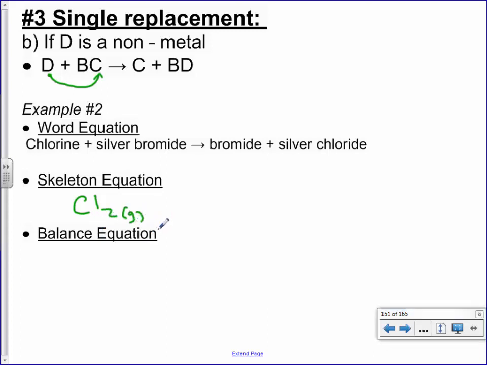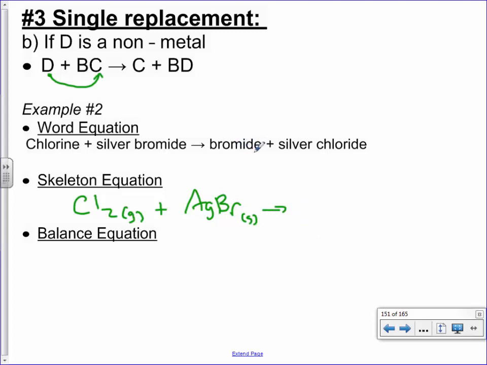Okay, we're done writing that one out. Now we need to write out silver bromide. AgBr, and actually that fits together just perfectly. Silver's a +1, bromine's a -1. State of matter? Let's go with solid because it's ionic. Yeah.